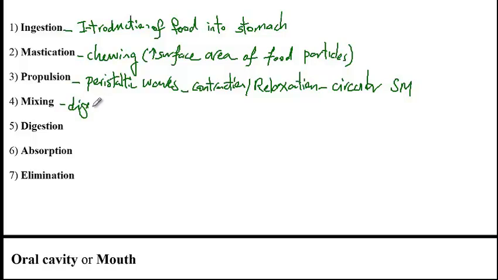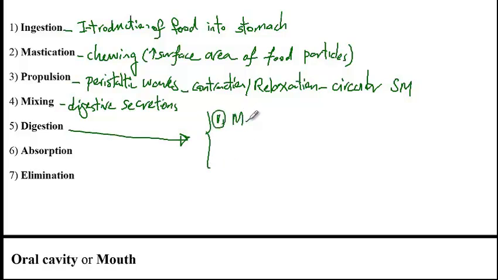Next we have mixing of food with the digestive secretions, so here is mixing of food with digestive secretions, like for instance gastrin or hydrochloric acid mixing with food. And then we have digestion, which is divided into two parts. One is mechanical digestion, which is being done by mastication as well as the segmental contractions, as a consequence of which it will break down food into smaller particles. And then we have chemical digestion that is being induced by the digestive enzymes.